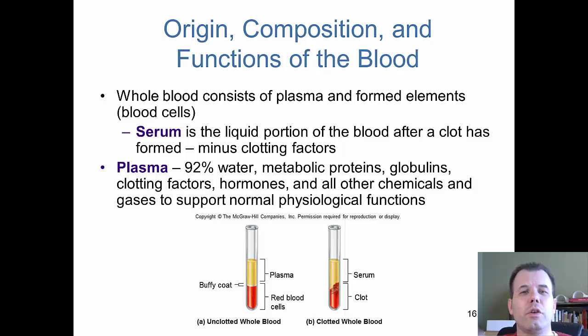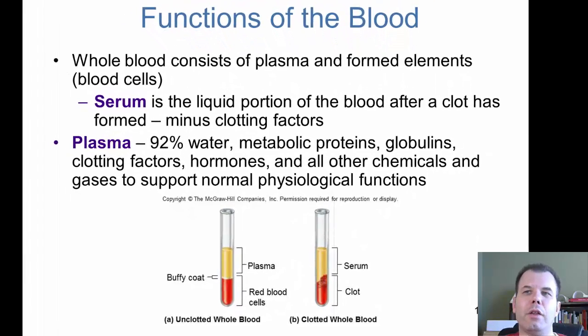Okay, let's talk a little bit about the blood. And again, blood is where everything originates. When we think about whole blood, we have the liquid portion and then we have the cells. The liquid portion is the plasma, and the plasma is about 92% water. It has this yellow kind of appearance.